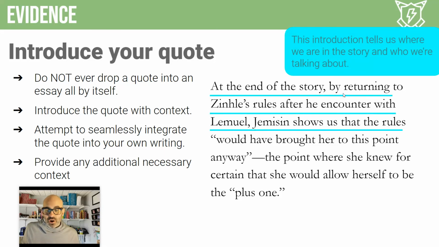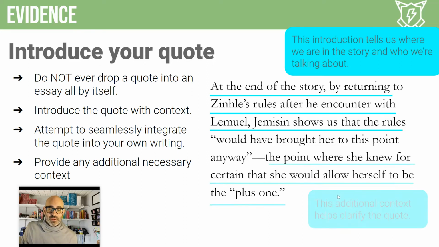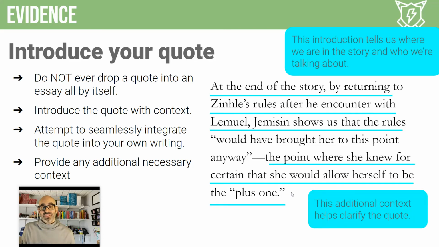So I start with an introduction that tells me where in the story this quote occurs. It's near the end of the story, but it's also after she's talked to Lemuel for a little bit. Then I've got my quote. You notice I've shortened it a little bit more even. I've really just brought up the fact that this would have brought her to this point anyway. And then in the end, I've given you some additional context to make sure that you're understanding what this quote means. I'm starting to do a little bit of analysis, some commentary, which we'll talk more about next week. But really, I'm just explaining what she means by this point. Because you might be confused if you're reading this apart from the story and you don't know the story as well as, say, I do. So that's why I've got the introduction and some context.